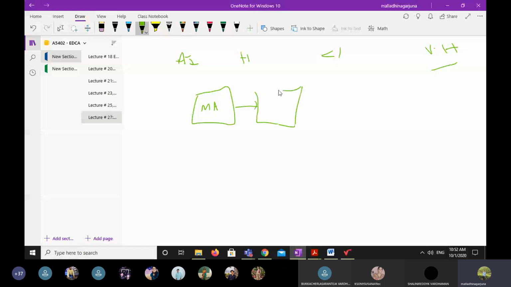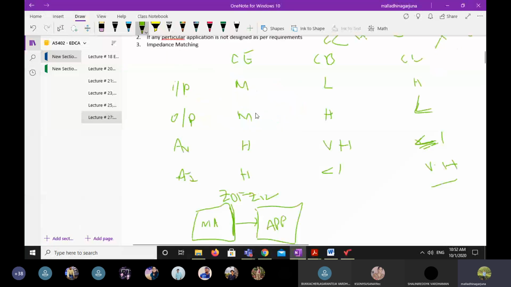So if you want to connect the multi-stage amplifier to another application, the output impedance, let us say Z0, should be matched with Zi. Zi2 is the second stage, and this is the first stage, let us say first circuit and second circuit, and these should be matched approximately or exactly. So the output impedance of the multi-stage amplifier should be matched with the input impedance of the next stage. So for impedance matching also, these are the three important parameters.